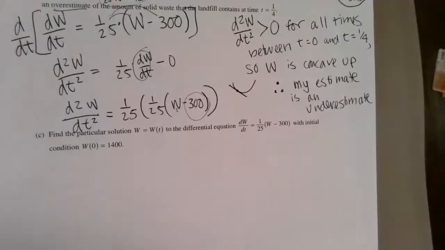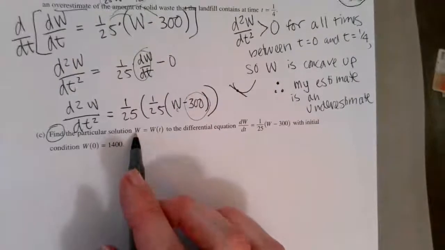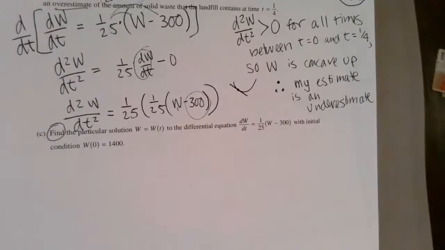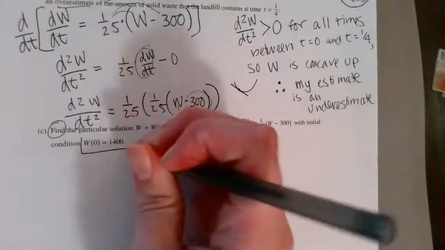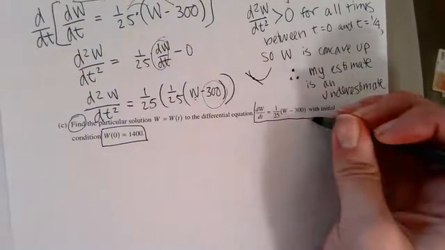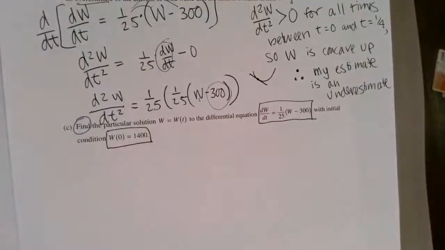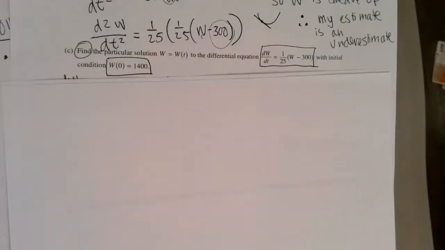Finally, part C: find the particular solution W to the differential equation dW/dt equals 1/25 of (W minus 300) with the initial condition W of 0 equals 1,400. This is the same process that we learned last week. At this point, I'm going to stop my recording. I will work out the problem, and it will appear at the end of this video, but I will not record that section. So at this time, you can continue to work part C, pause the video, and come back for the solution.